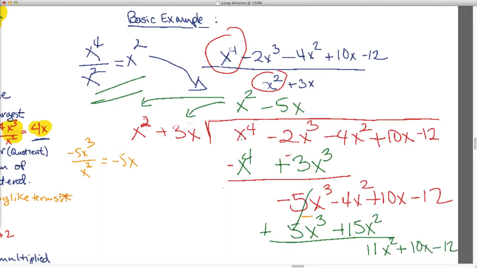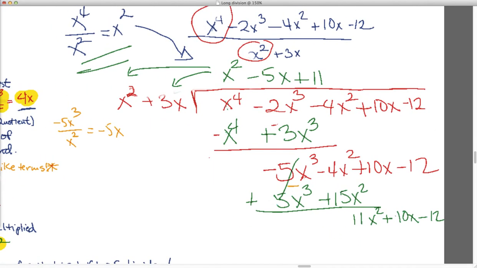And then if you repeat the last step one more time, you should be able to see that it goes in there 11 times. And if you multiply 11, you're going to get 11x squared plus 33x. And then if you change the sign here to a negative, here to a negative, you're going to get a negative 23x minus 12. Now you should be able to see that the power of x to the first here is smaller than x squared, so that's your cue that you can no longer do long division.